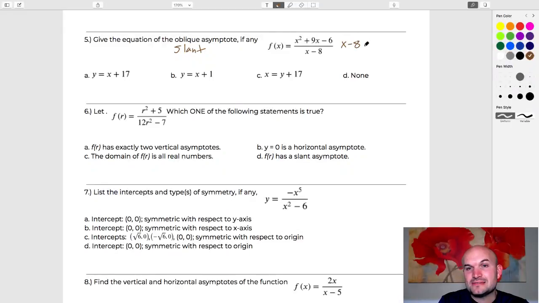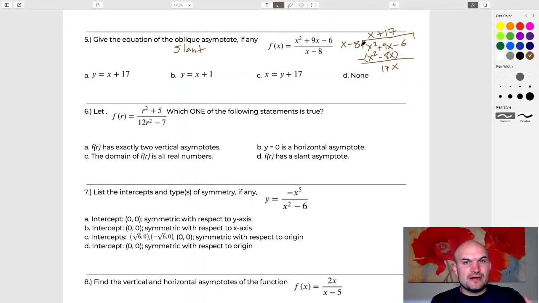So again, the slant asymptote is the quotient of division for x minus 8 divided into x squared plus 9x minus 6. So x goes into x squared, x times x is x squared. X times negative 8 is a negative 8x. Okay, we're going to group our terms and subtract. And in this case, that goes to 0. 9x minus a negative 8x is a positive 17x. X divides into 17x a positive 17 times.